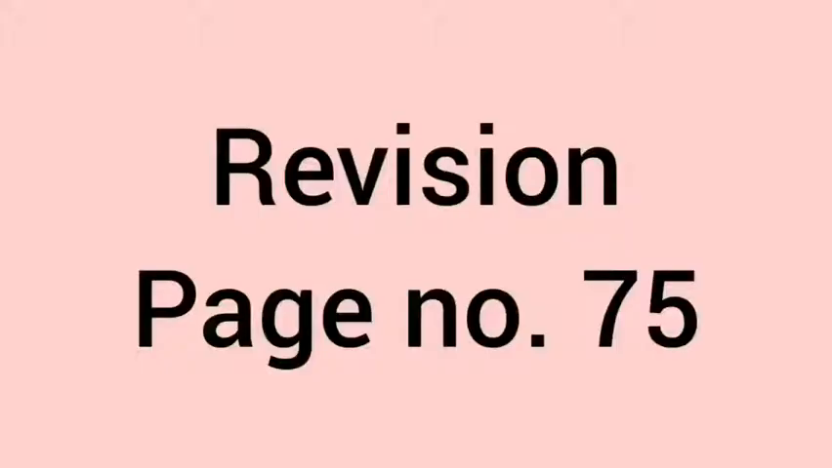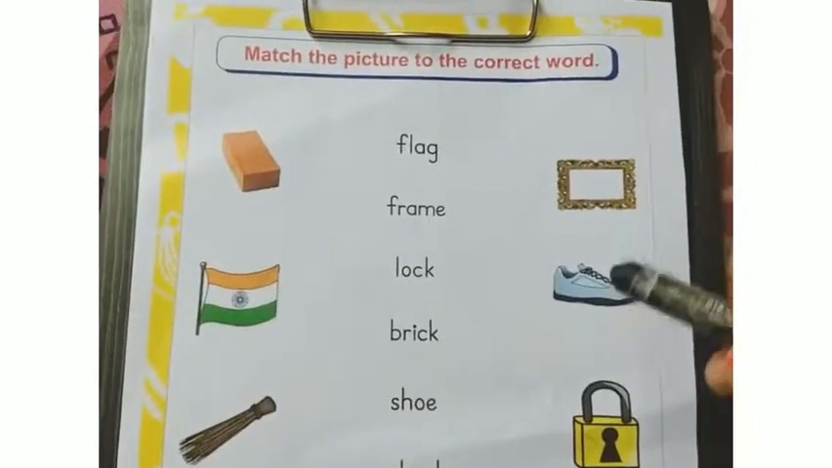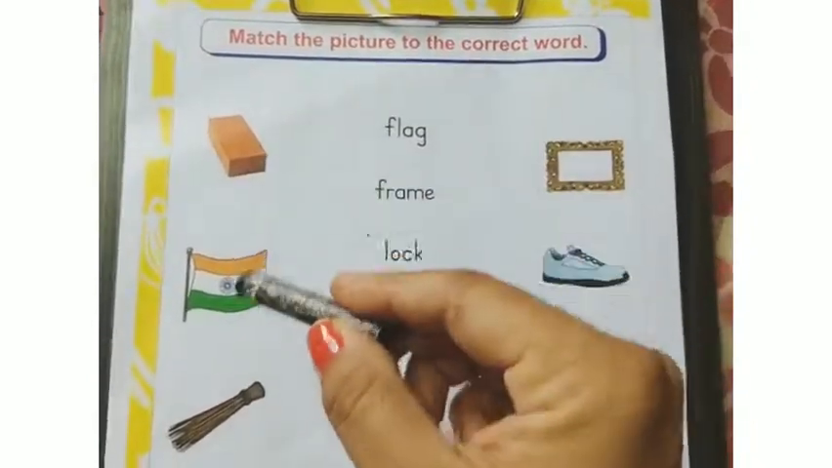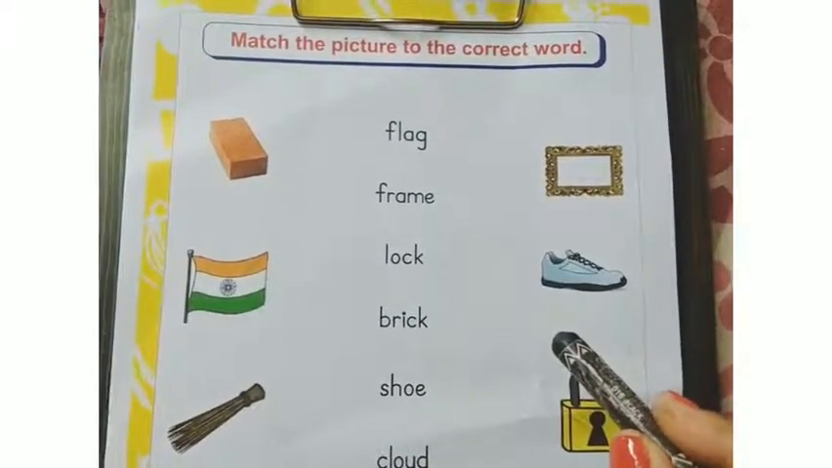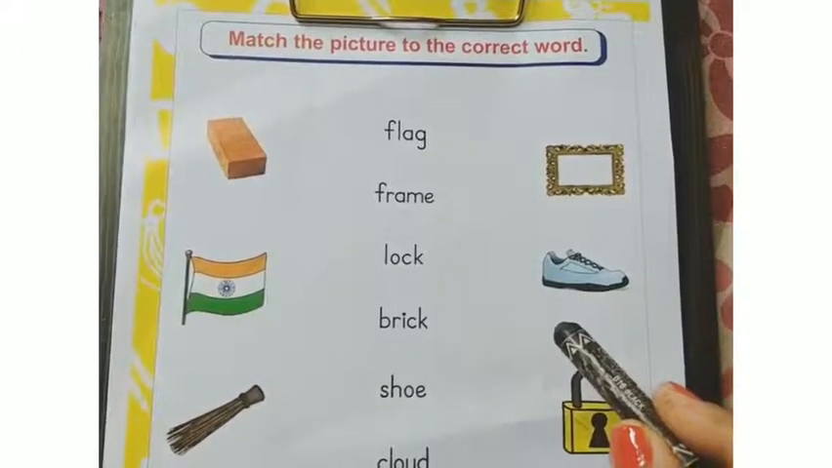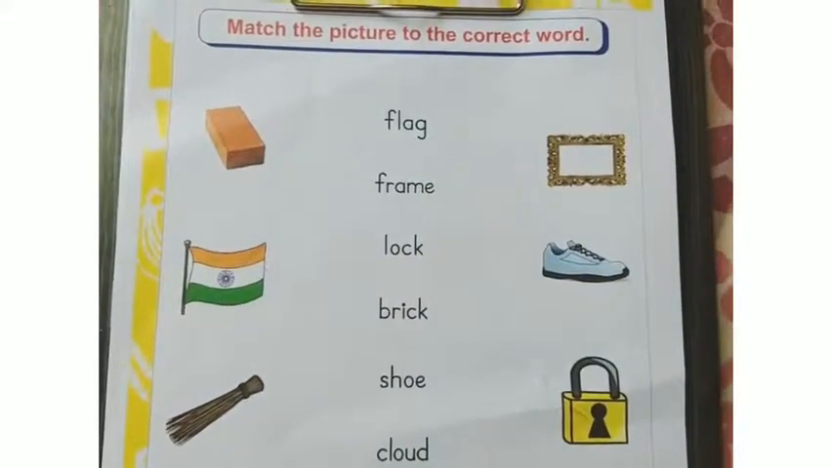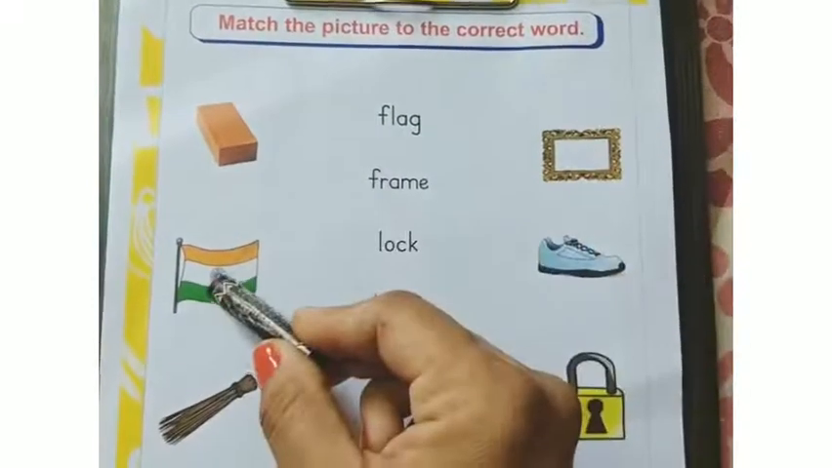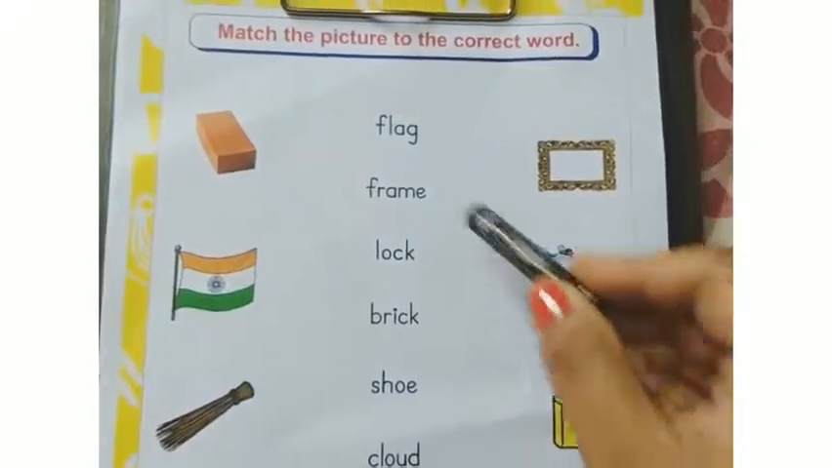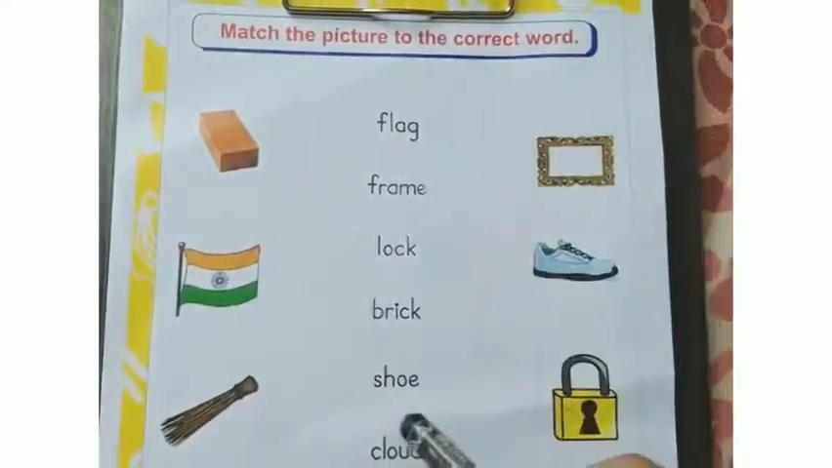Now open page number 75 in your classwork book. Now on page 75, here different pictures are given on both the sides and their names, that is spellings, are written in the center. We have to match the correct word to the respective pictures. Match the picture to the correct word.